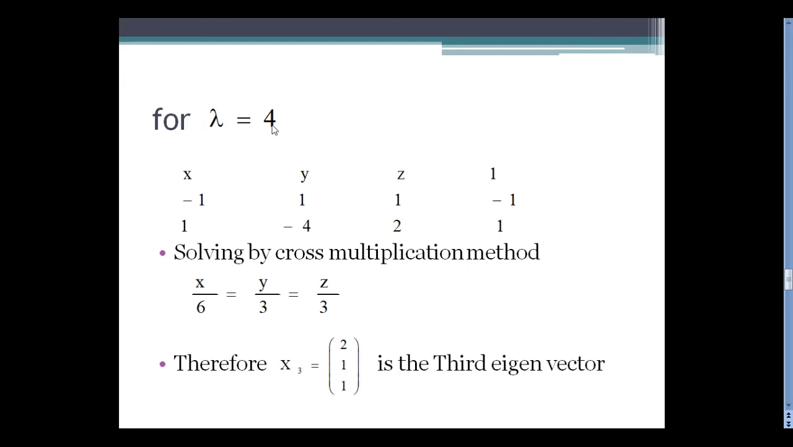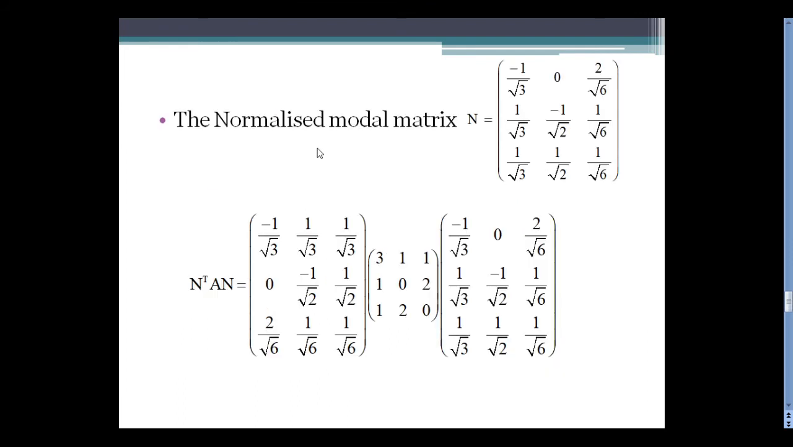For lambda equal to 4, we take 2 different equations. Again, by applying the cross multiplication method, we are getting x3 equal to 2, 1, 1 as the third eigenvector.